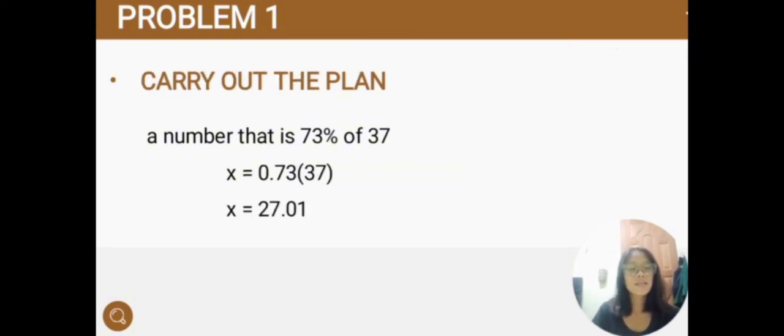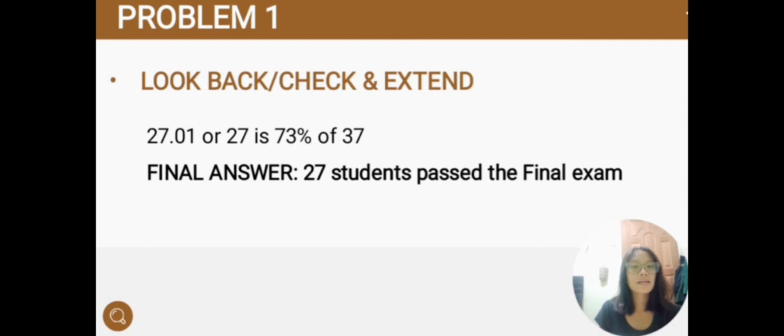Next step is to carry out the plan. A number that is 73% of 37. So x is equal to 0.73 times 37. Our x is equal to 27.01. Next, look back or check and extend. How can we check this? 27 is 73% of 37. So our final answer in problem 1 is 27 students pass the final exam.